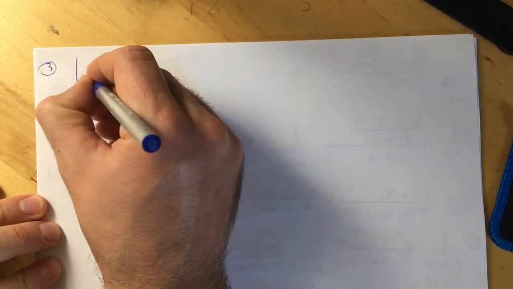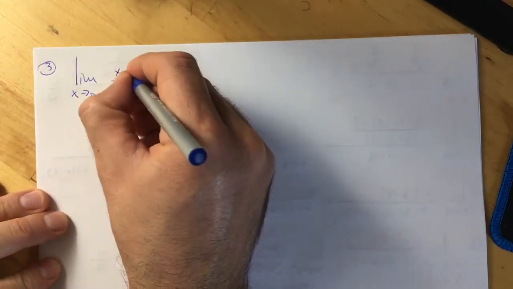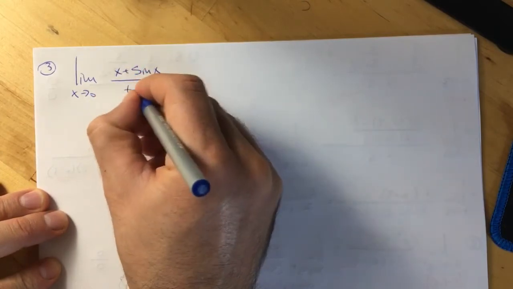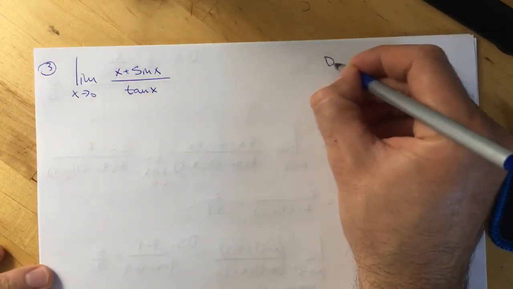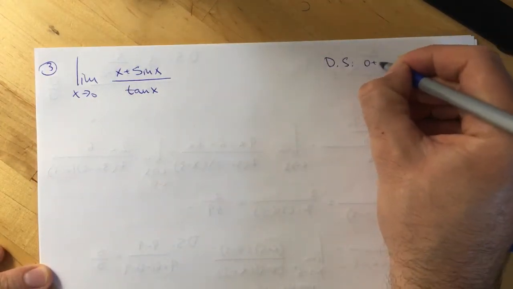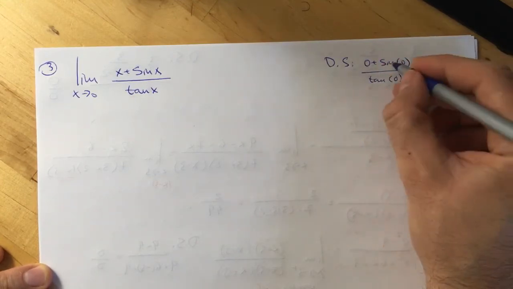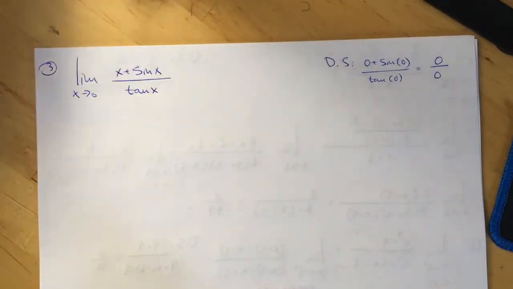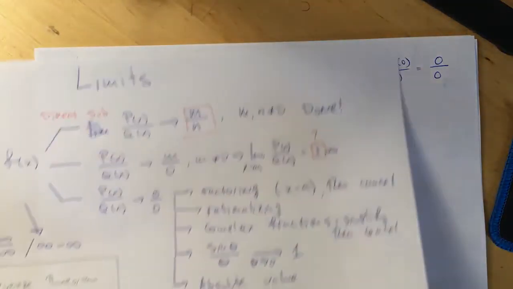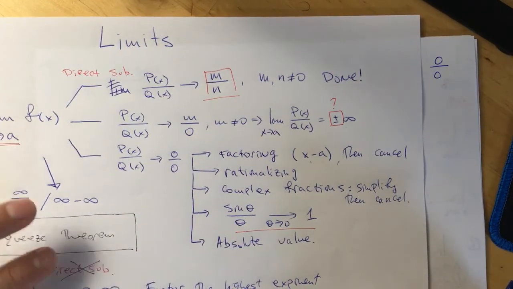Problem 3. Limit as x goes to 0 of x plus sine of x over tangent of x. Again, try direct substitution. 0 plus sine of 0 over tangent of 0. Sine of 0 is 0, so 0 plus 0 is 0, and tangent of 0 is 0. So here, obviously you have to use this type of limit that's at hand.